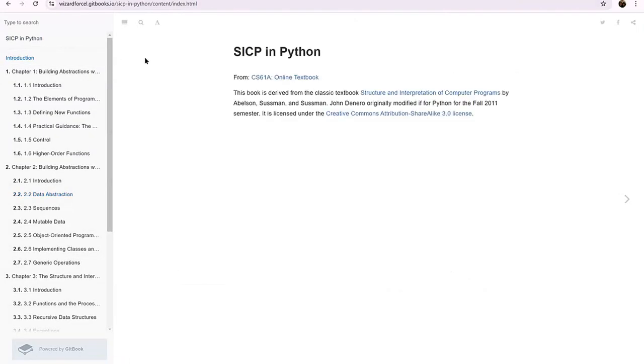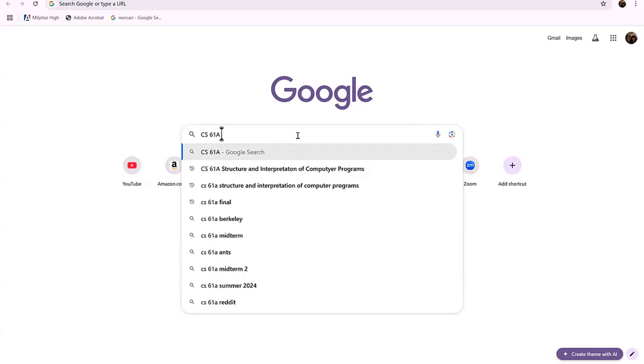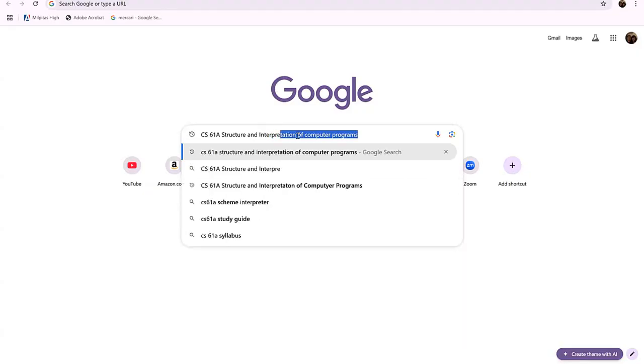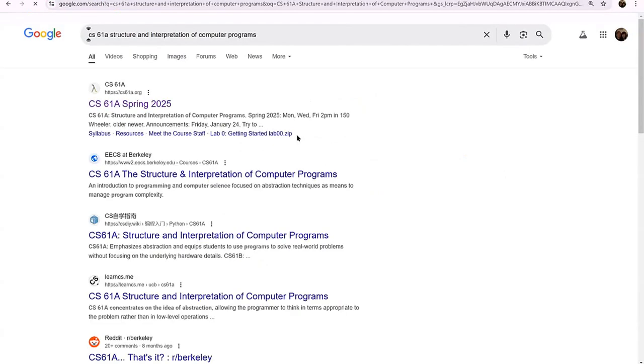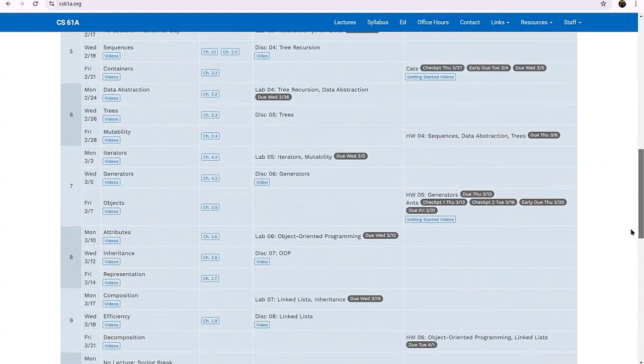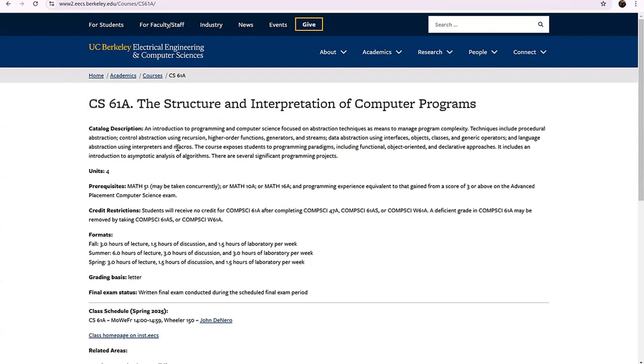So this course is SICP in Python, and then it says the CS61A online textbook. Okay, so what is CS61A online? This one is CS61A, Structure and Interpretation of Computer Programs. This is a Berkeley course. They do have the course online. You can look at it here, and their course description is right here.